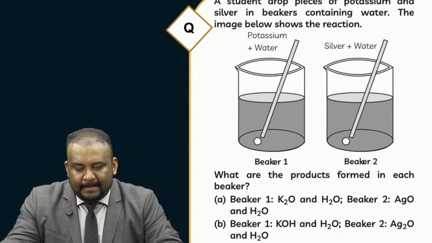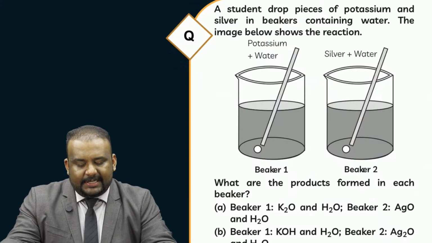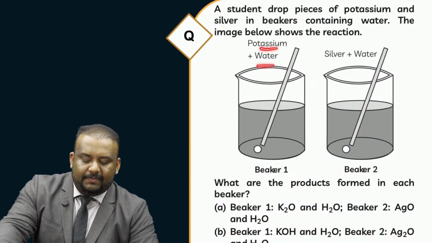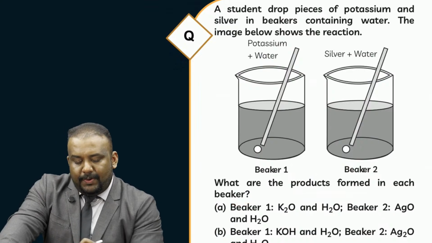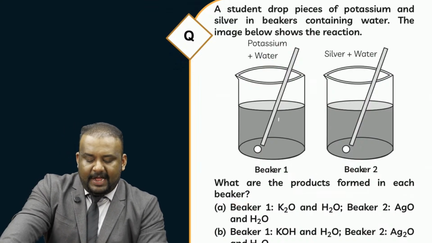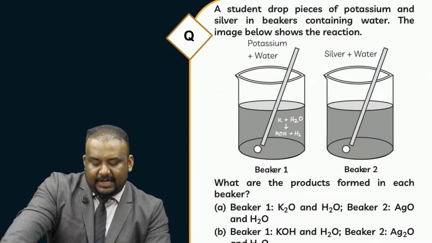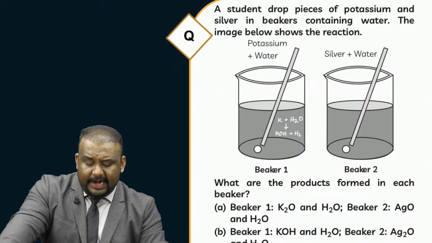A student dropped pieces of potassium and silver in beakers containing water. The image below shows the reaction. So we have potassium plus water, we have silver plus water. What are the products formed in each beaker? You know that potassium is a fairly reactive element. So if you dip potassium in water, definitely it is going to form the hydroxide of it and hydrogen. So the reaction that happens in the beaker will be potassium hydroxide and hydrogen.